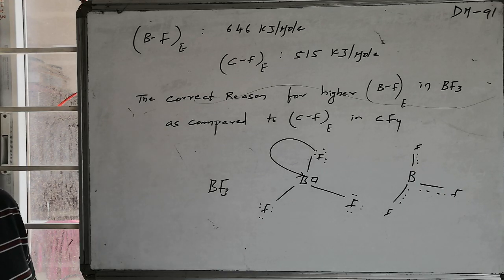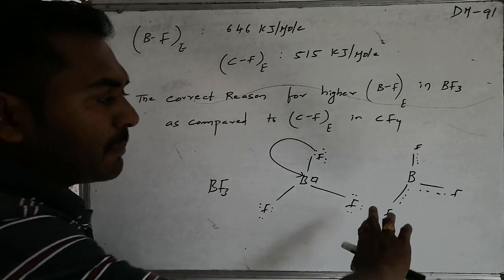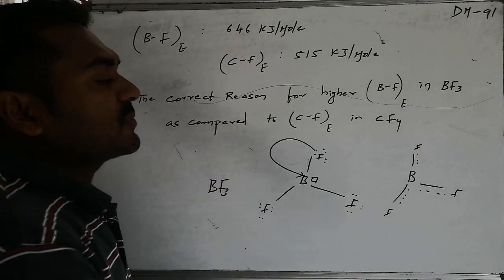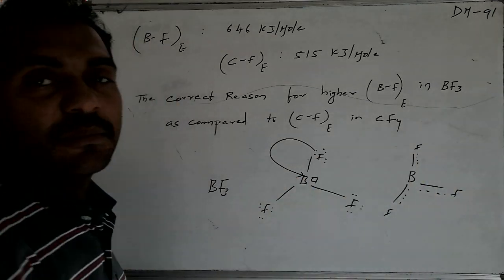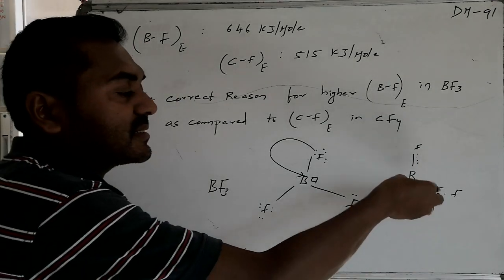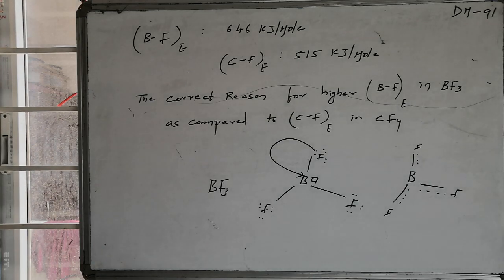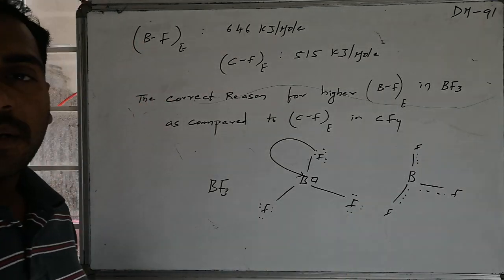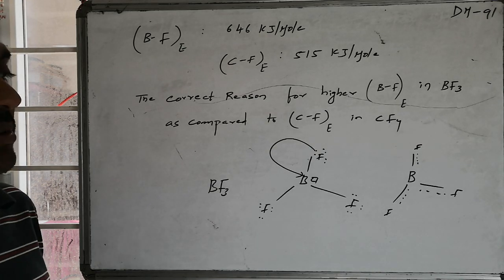Due to this particular reason, officially it appears as 3 bonds, whereas there are 4 bonds' worth of bonding, so each bond on average becomes equal to 1.33 bonds. Due to the interaction existing between the p orbitals of fluorine and the vacant p orbital of the boron, p pi interaction results in more strength.